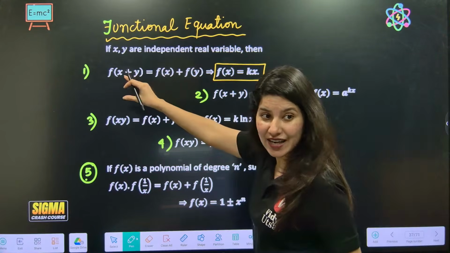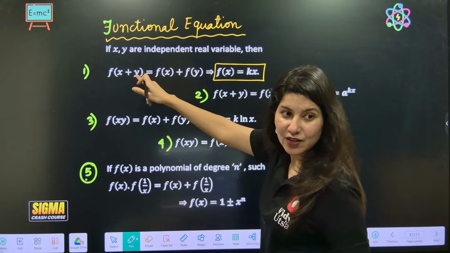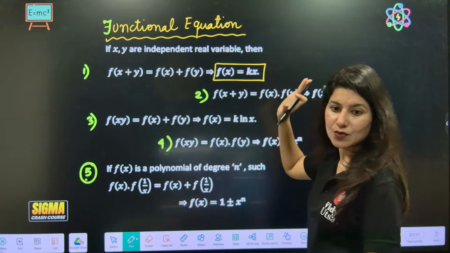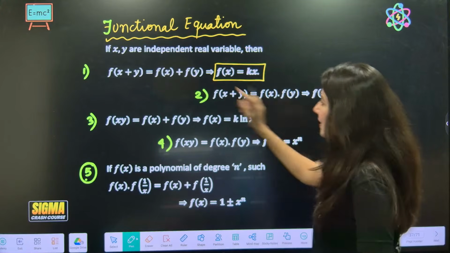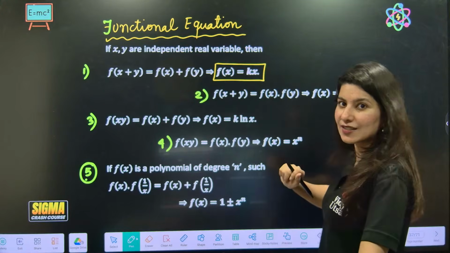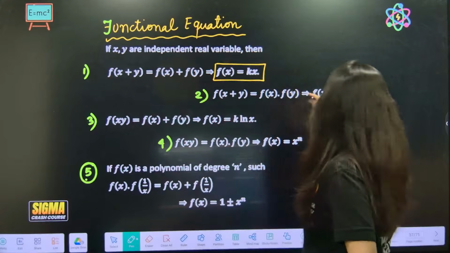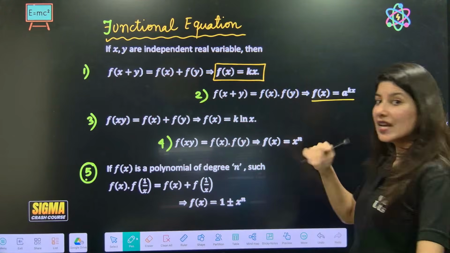So if this kind of equation you're getting, then this is what you're going to get. Now sum to product. See, sum to sum, f of x is equal to kx. Sum to product, f of x is equal to a power kx.